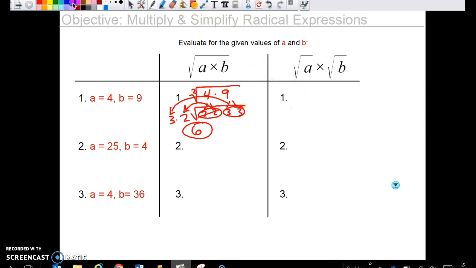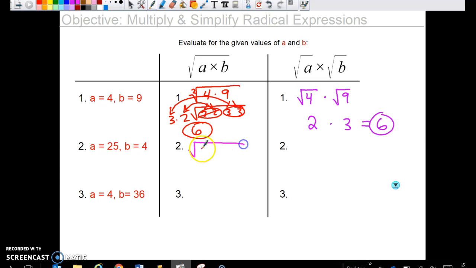Let's try to do it with them separate. If I do the square root of A, which was 4, times the square root of B, which is 9, the square root of 4 is 2, the square root of 9 is 3, I get 6. Okay, well that was cool. I don't know if that happens every time, but it looks like the square root of A times B is 6, and the square root of A times the square root of B is 6, when A is 4 and B is 9. Let's try it again to see if it works for the next couple.